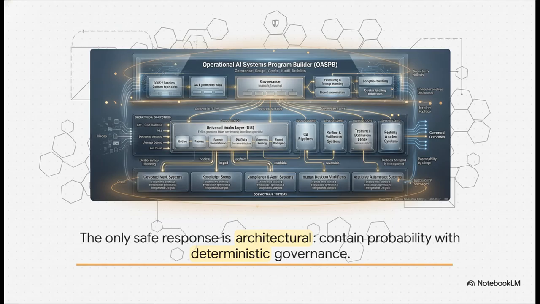And this is what that looks like. This is the Operational AI Systems Program Builder, or OASP. Now, it's not an application you go buy, it's an architectural pattern. Its entire purpose is to provide a meta-level control plane that defines authority, enforces a clear separation of concerns, and makes sure that any probabilistic systems are safely contained.